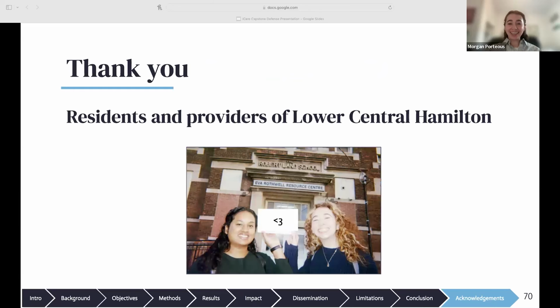More than anything, we would like to thank all those who participated in our project. Thank you to the residents and providers of Lower Central Hamilton for your trust in our team and your willingness to share your knowledge and experiences.